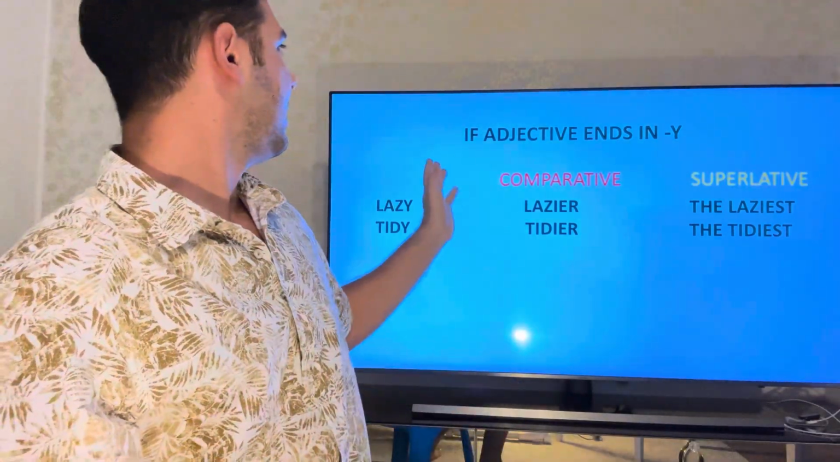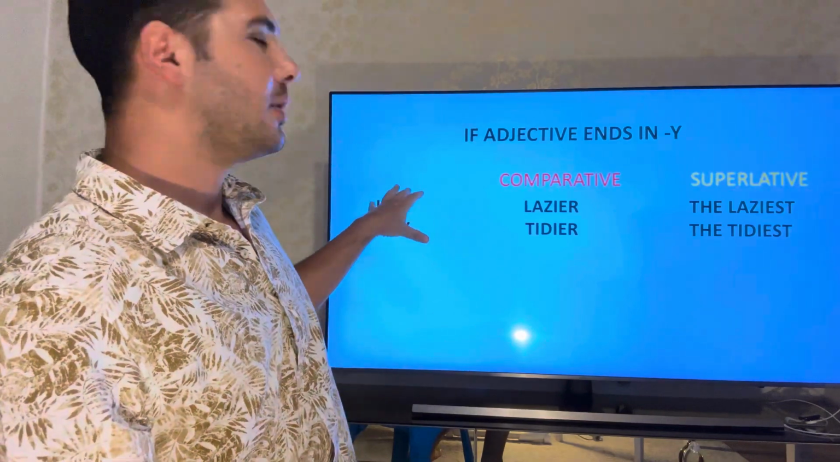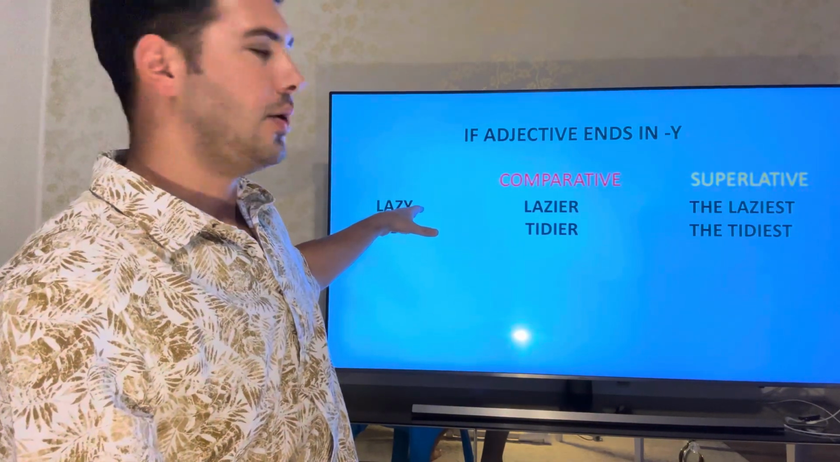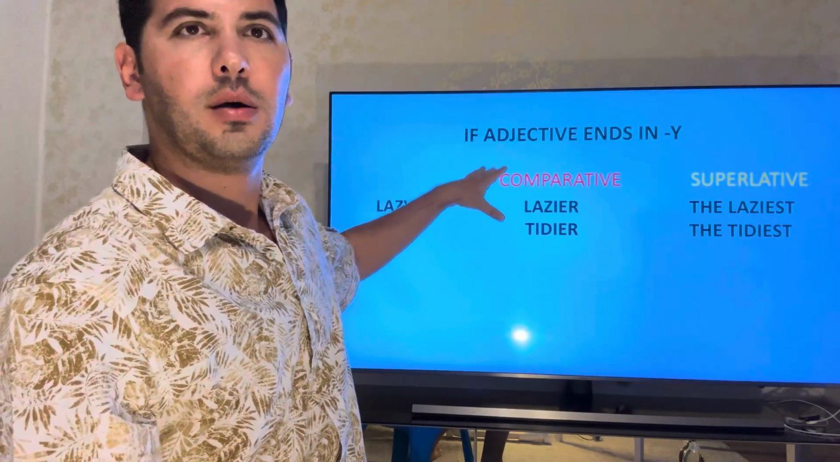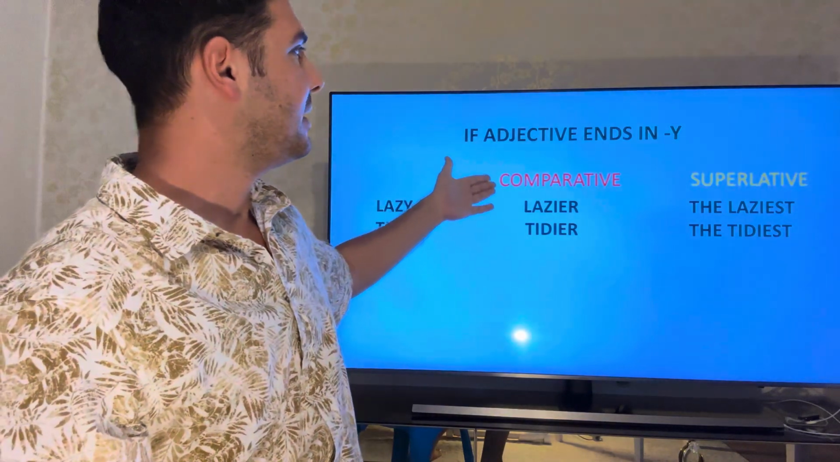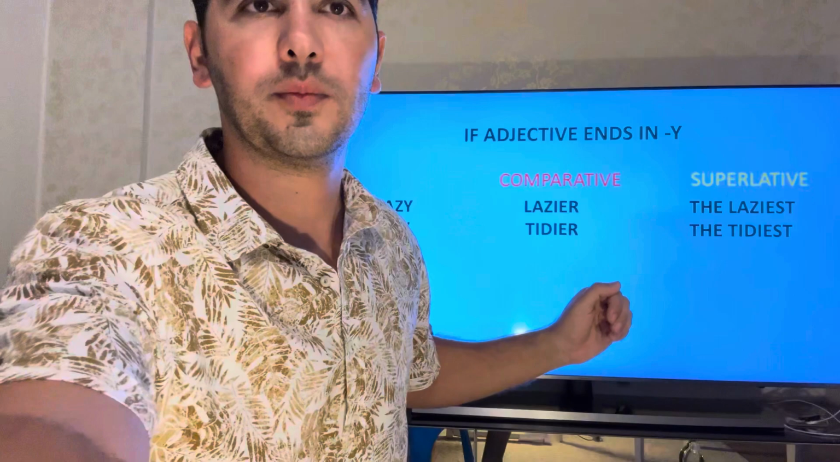The other, if adjective ends in Y. After converting Y to I, we add ER or EST. For example, lazy, lazier, the laziest, tidy, tidier, the tidiest.